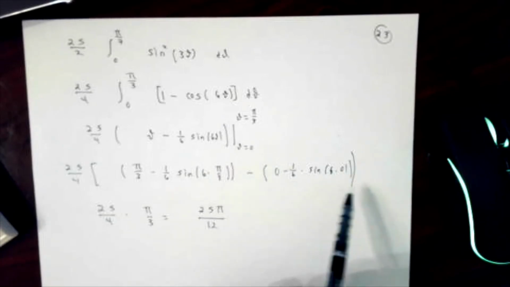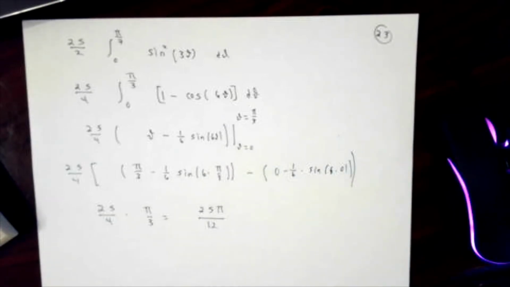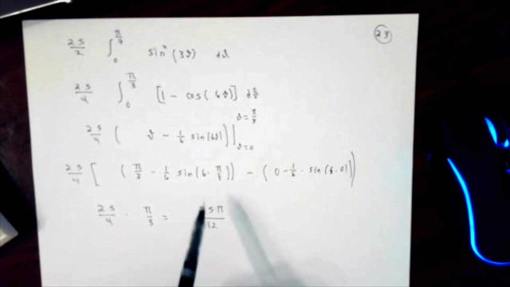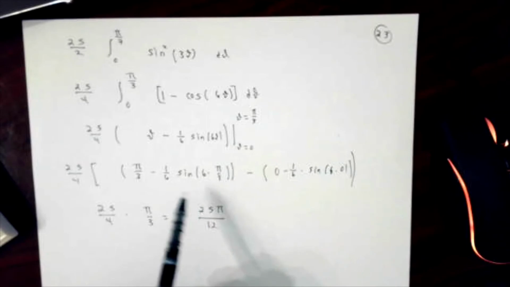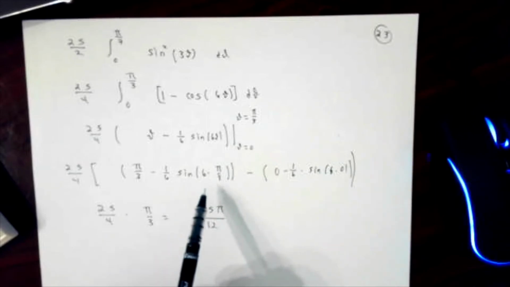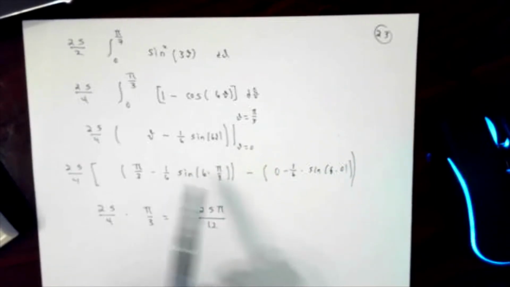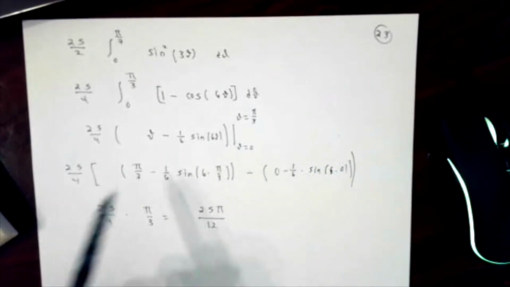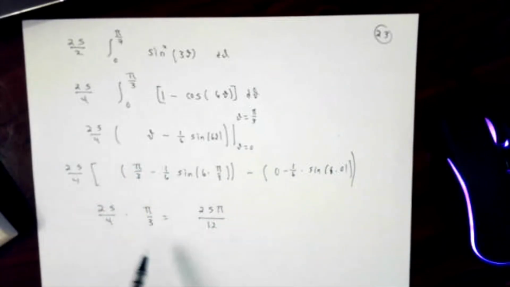Obviously, this entire term is 0, so I don't have to worry about it anymore. 6 times pi over 3 is 2 pi. Sine of 2 pi is 0, so this chunk is 0 also. The only thing that amounts to anything here is the pi over 3. So when the dust finally settles, the area of one petal is 25 times pi divided by 12 square units of area.